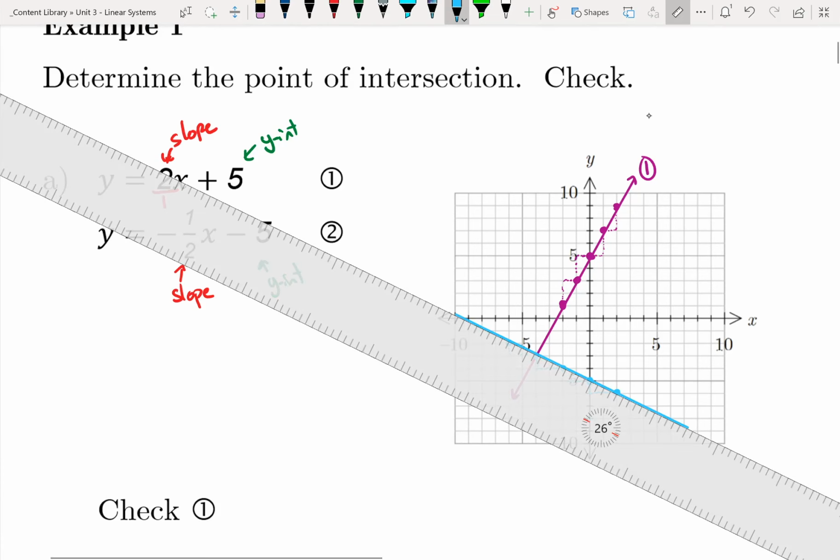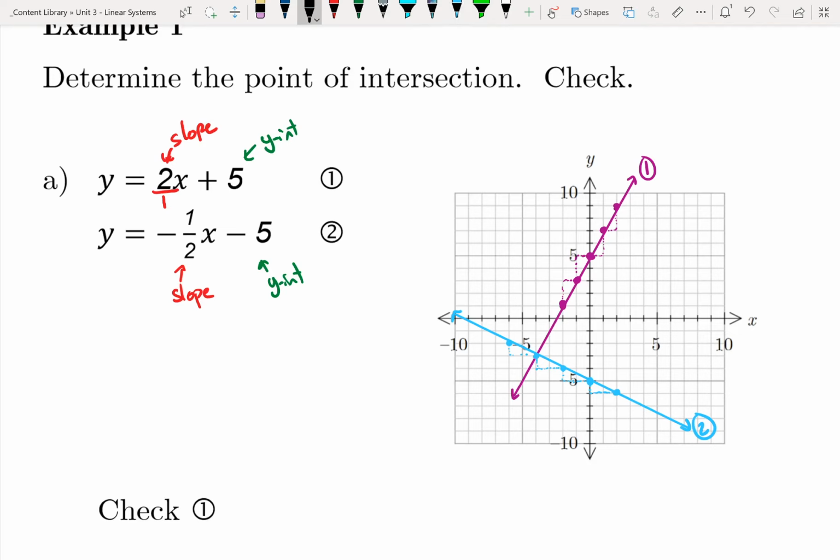So this was equation 2, but I can already see where they're going to cross, at this point right here. This point is my point of intersection, and if I look for the coordinates, it is negative 4, negative 3. So I can write that my point of intersection is negative 4, negative 3.